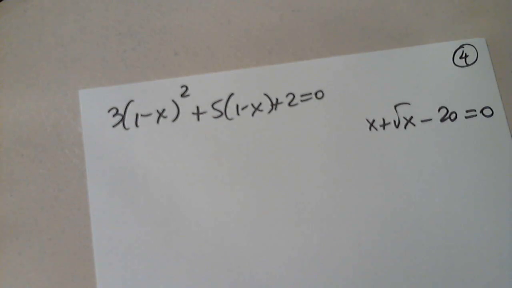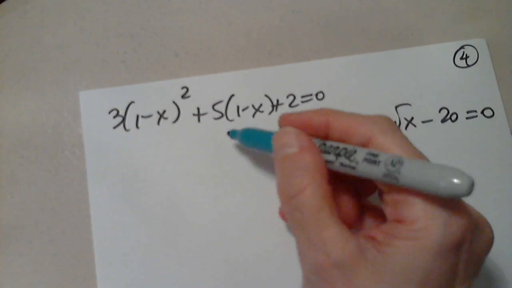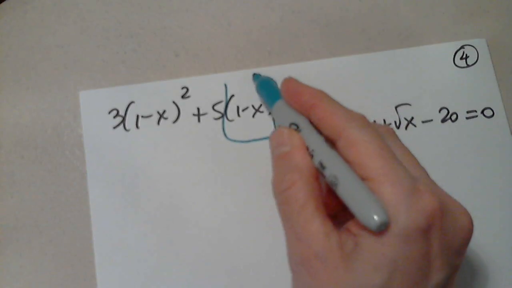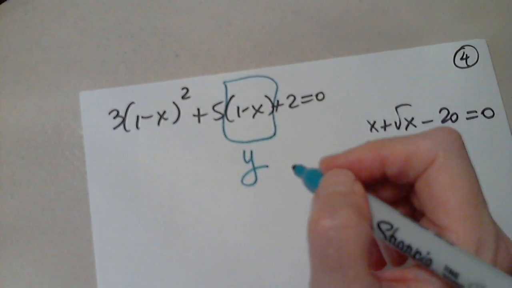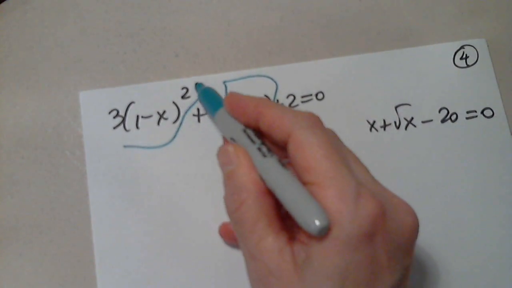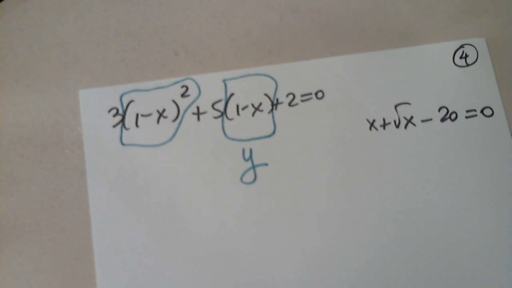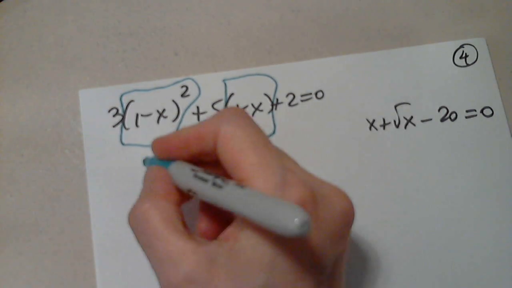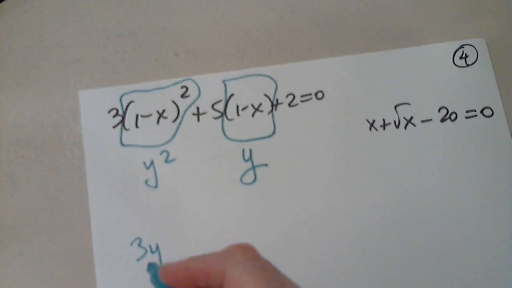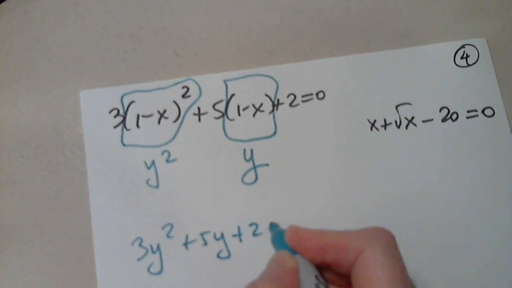Very good. So notice that this is again a simple situation, as long as I notice that this can be replaced by y, and this can be replaced by y. Otherwise, it's not quadratic in form, and I cannot use the method of substitution. y squared. Excellent. Thank you. So we have 3y squared plus 5y plus 2 equals 0.